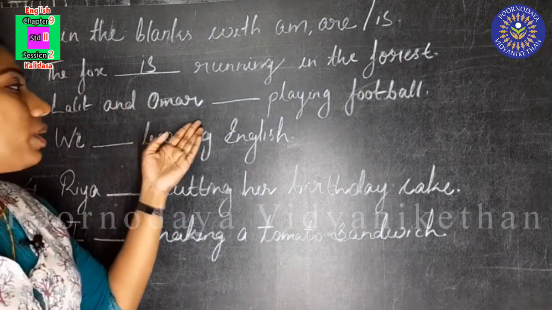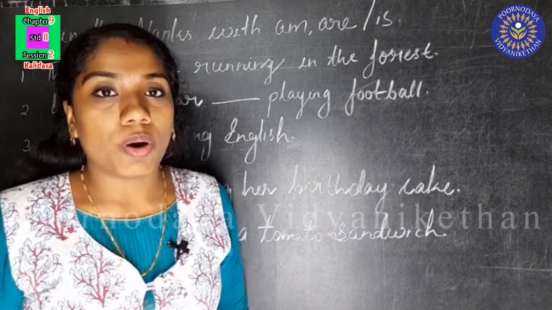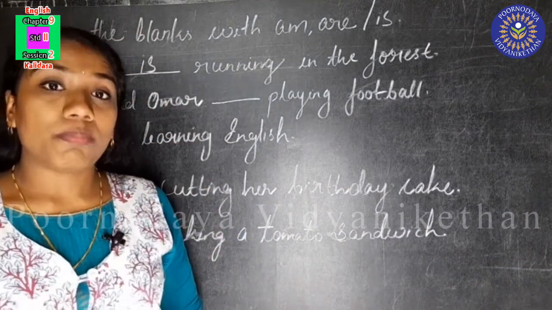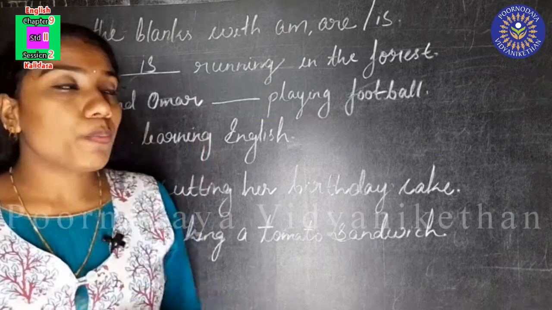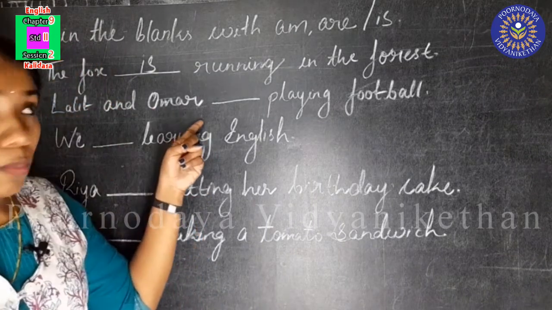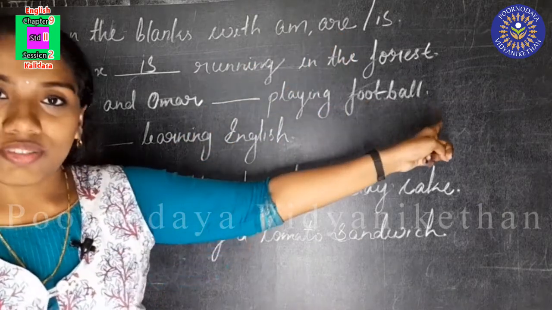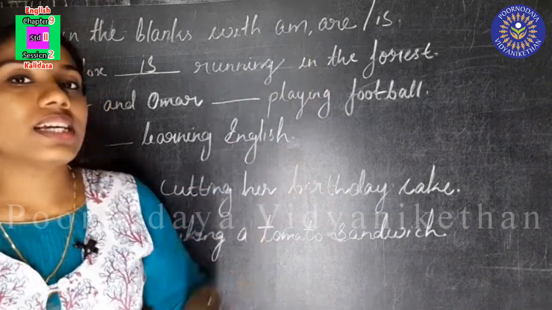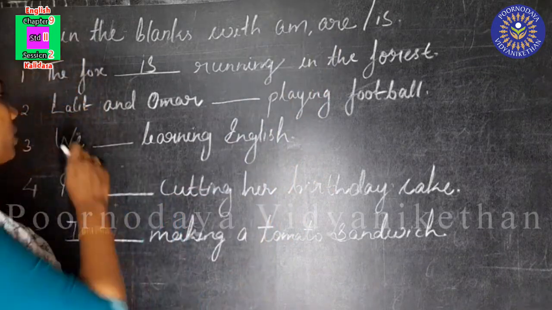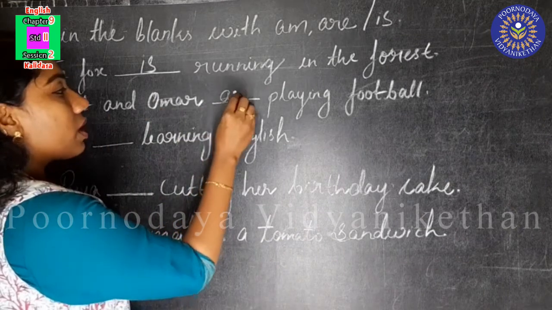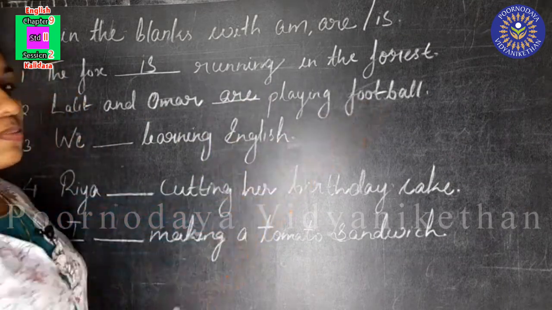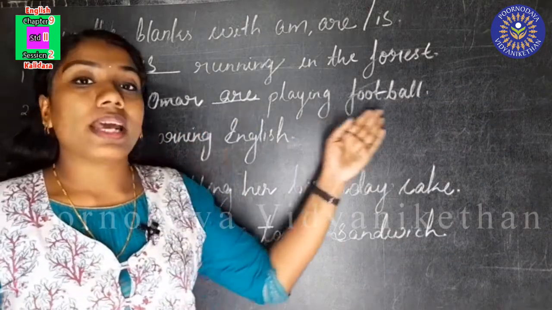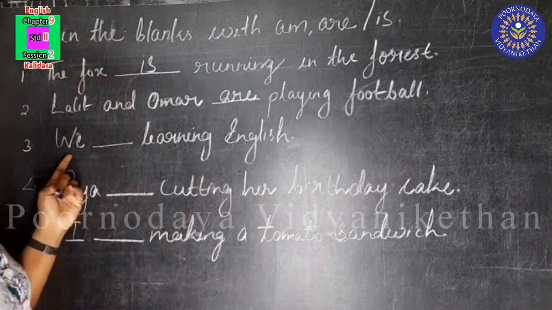Lalit and Omar dash playing football. Lalit and Omar. Yes, it is plural form because there are two people. Lalit and Omar are playing football. Yes, we learned with plural forms, we'll add are. Repeat it, children. Lalit and Omar are playing football. Now, see the next one.